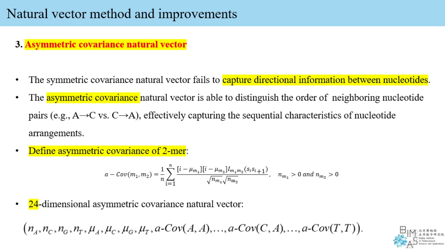That's the directional information. Like with the symmetric, AC versus CA, they are considered the same thing. But in the sequence, AC and CA are different, right? From bioinformatics, logically, you must think of them as different. So that's why we introduce the asymmetric covariance.